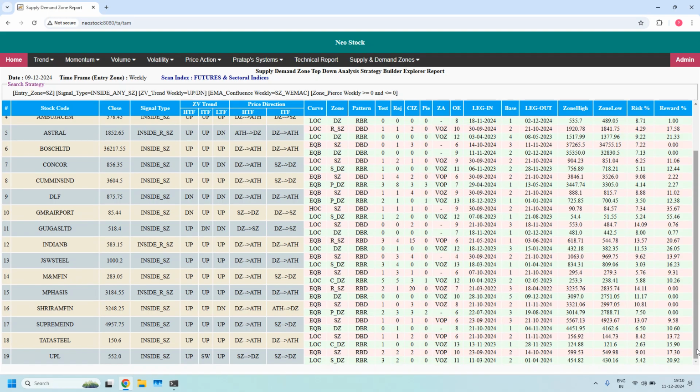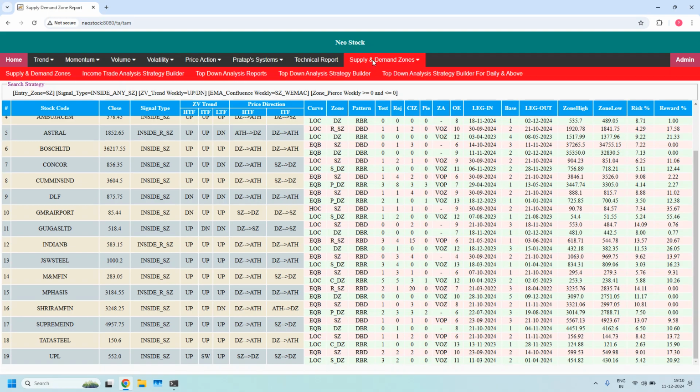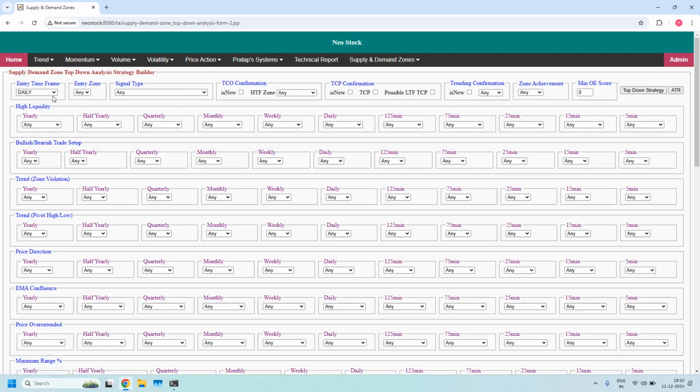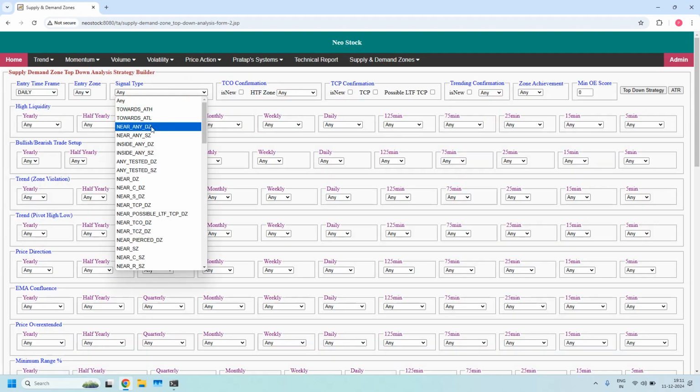In these 19 stocks, prices are closed in the weekly supply zones. Those weekly supply zones are having weekly EMA Confluence. Okay, this is about weekly time frame. Next time frame is a daily. Entry time frame daily. Let us find the stocks near daily demand zone.